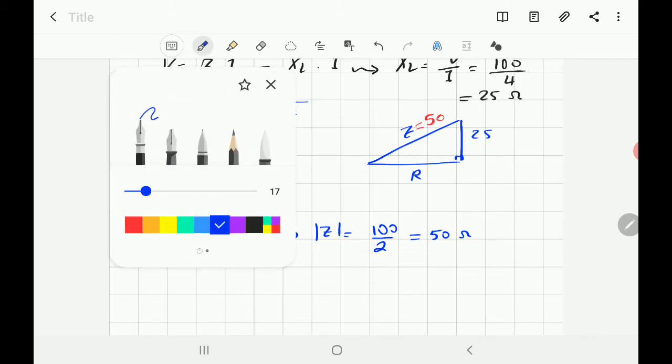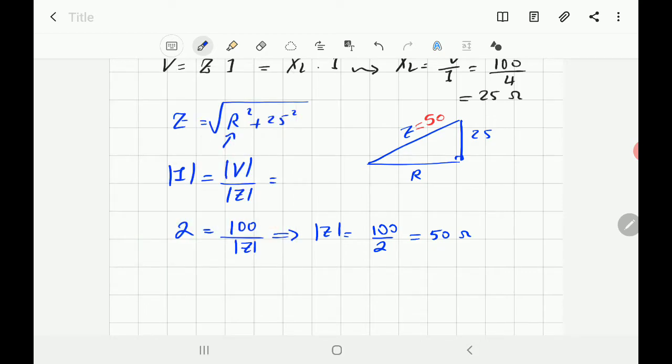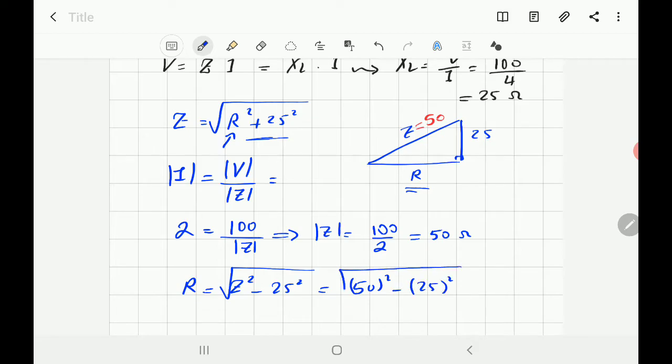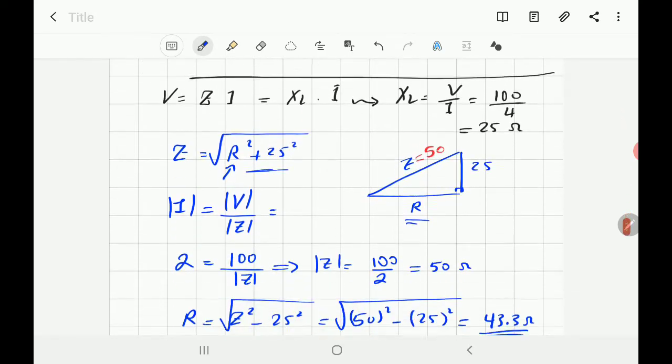Great. Now we know the value of Z, so you can find the value of R, because you know that Z is equal to the square root of R squared plus 25 squared. From this equation you can find R. You'll say R is equal to the square root of Z squared minus 25 squared. Z now is 50, so the square root of 50 squared minus 25 squared, and you solve this, you'll get 43.3 ohm, and that's the value of the R that will make the current equal to 2 ampere.